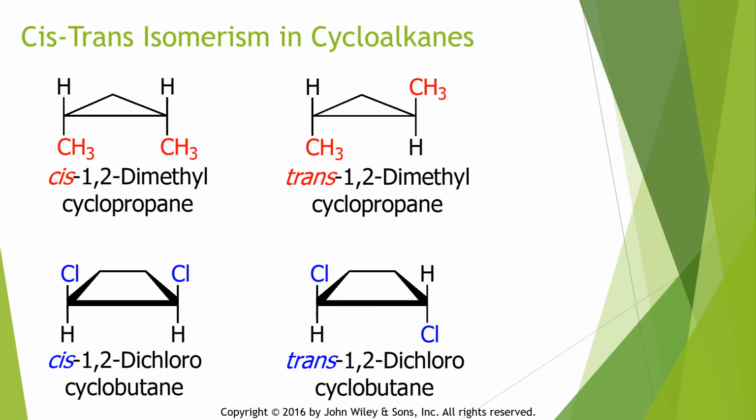If it's trans, trans means across. So one is on the bottom face of the cyclopropane and one is on the top face. They are on opposite faces. You can see this in any cycloalkane. So cis 1,2-dichlorocyclobutane versus trans 1,2-dichlorocyclobutane.